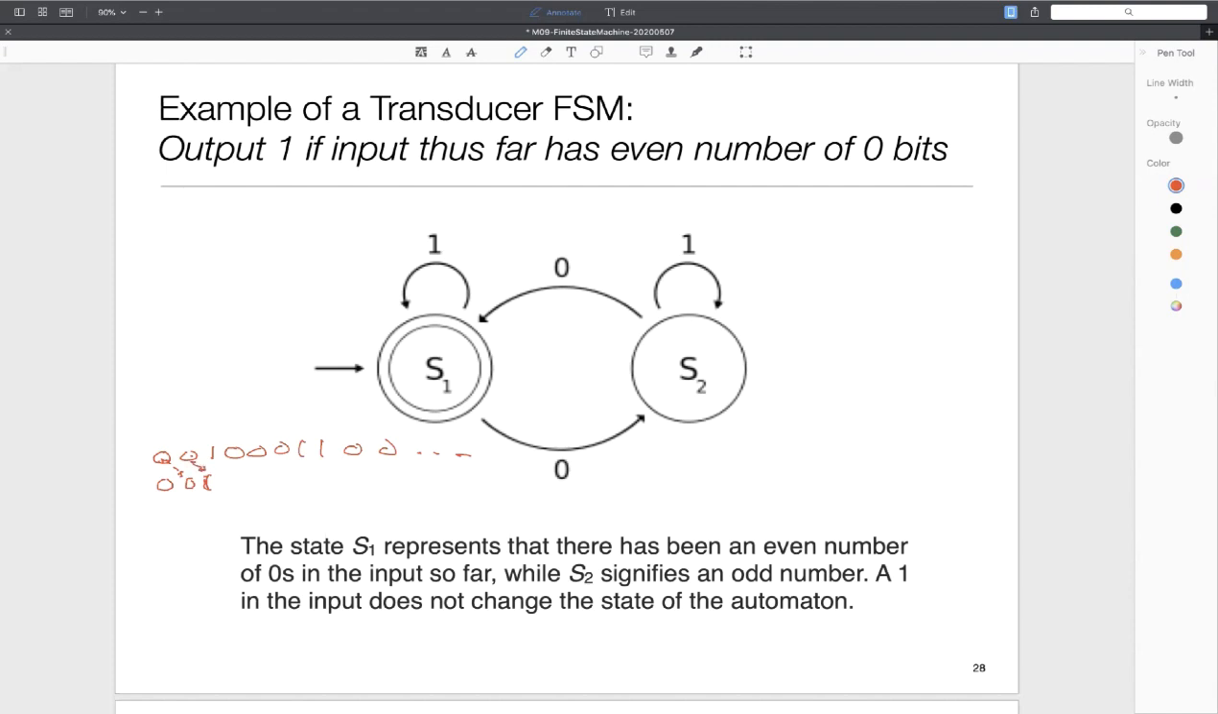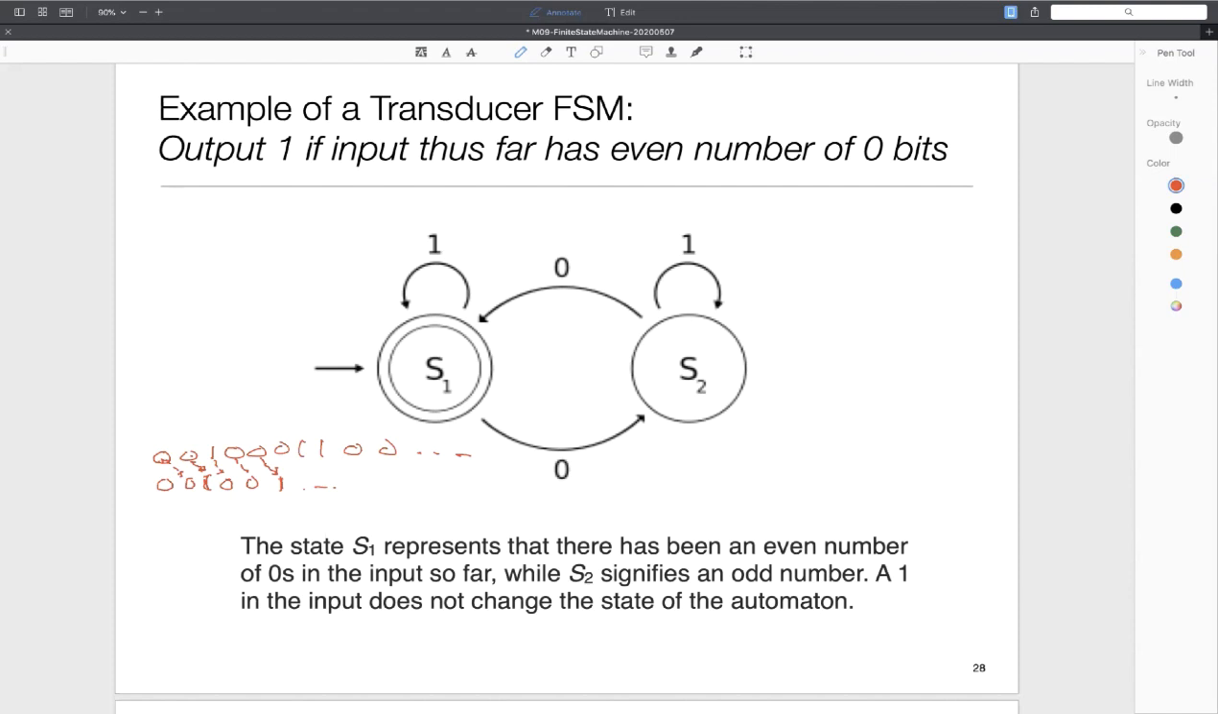Then there's a 1, so I skip over it. Then I get another 0. So that means still odd. So I do another 0. Then I get another 0. And now I have an even number. So I output a 1 and so on and so forth. So that's the behavior we want. We want the output to basically indicate, have I received an even number of zeros thus far since power up, since start.